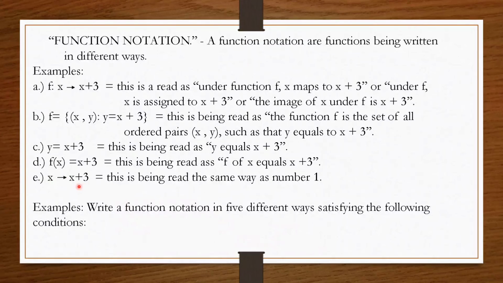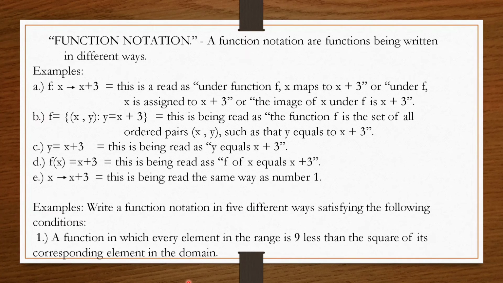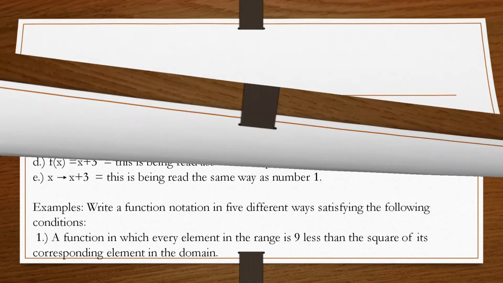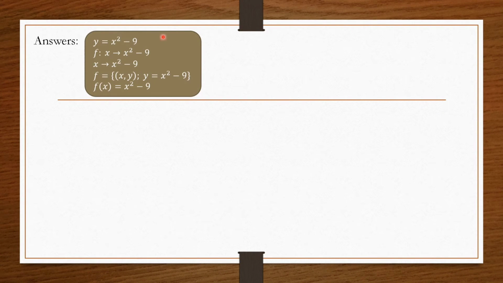Now, verbal examples. Write the function notation in 5 different ways satisfying the following condition. A function in which every element in the range is 9 less than the square of its corresponding element in the domain. The answer for number 1 is y equals x squared minus 9, and under f, x maps to x squared minus 9, and x maps to x squared minus 9, and the function f is the set of all ordered pairs x and y such that y equals x squared minus 9, and f of x equals x squared minus 9, and that's the answer for number 1.